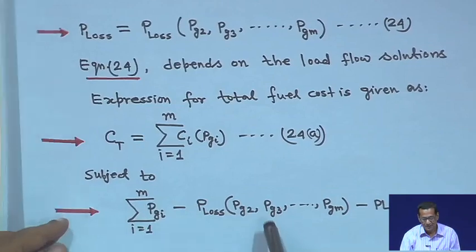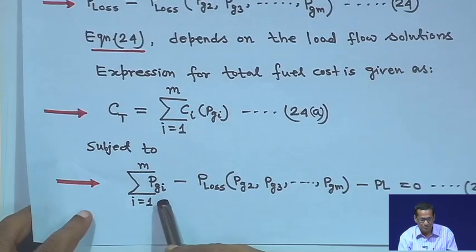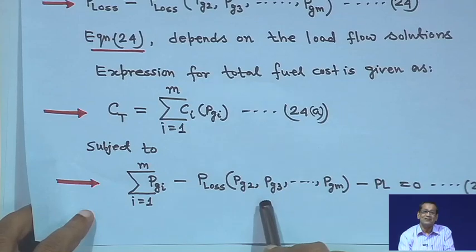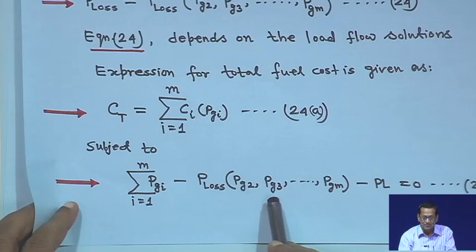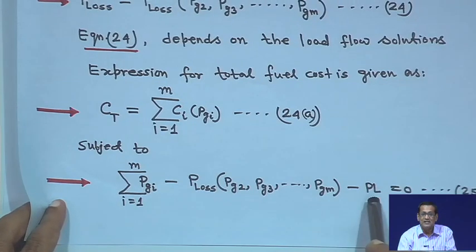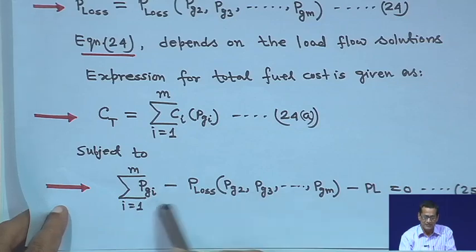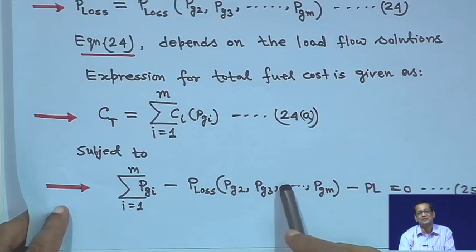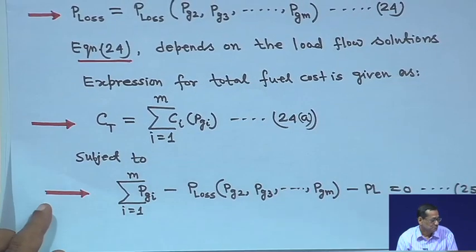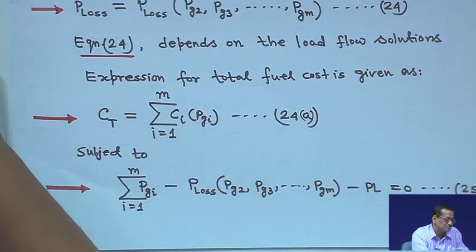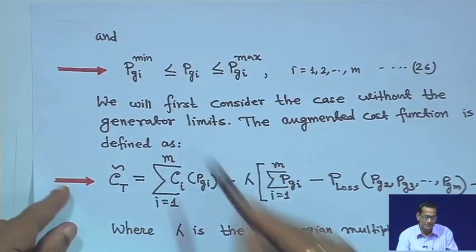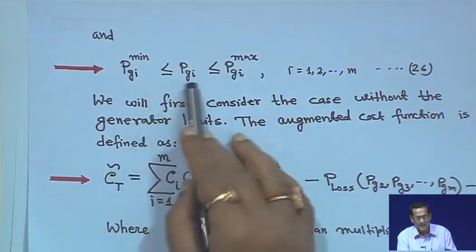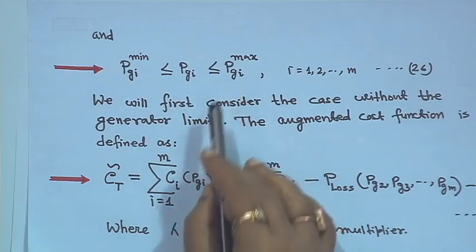Now, subject to the constraint, since loss is considered, total generation is equal to load plus loss. That is why I write sigma i equal to 1 to m Pgi minus P loss, which is a function of Pg2, Pg3 up to Pgm, minus PL, the total load, equal to 0. So generation minus loss minus load, this is the power balance equation. This is equation 25. And Pgi lies in between Pgi min and Pgi max.